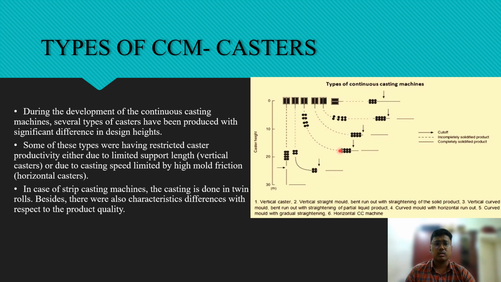These different types of casters are seen because of the casting speed being limited by the high mold friction and also due to the limited support of the length. There are also different characteristics seen with respect to the product quality while using these different types of casters, all these types of casters.